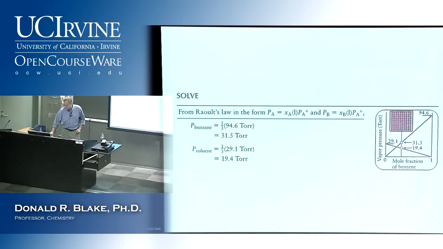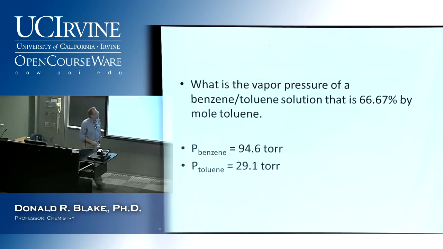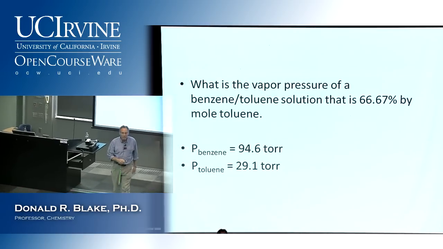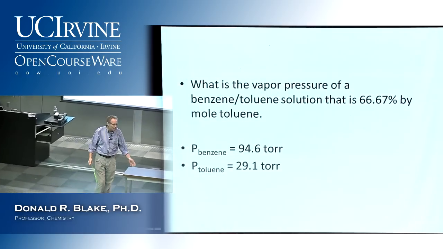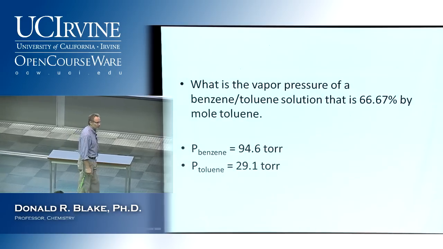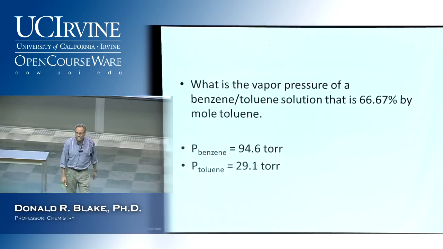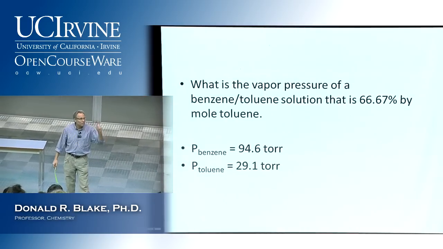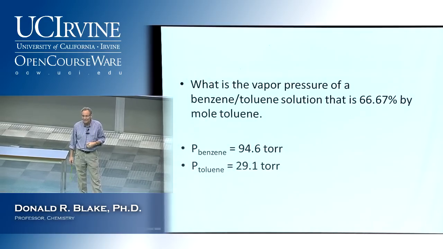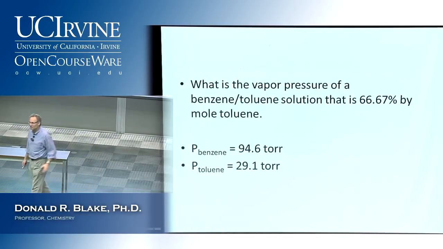Okay, look at this. Let's go back to this. Everything stays the same, except this time, I'm going to tell you that you have 50 grams of benzene and 50 grams of toluene. I'll write that down. 50 grams of benzene, 50 grams of toluene. The molecular formula for benzene is C6H6.